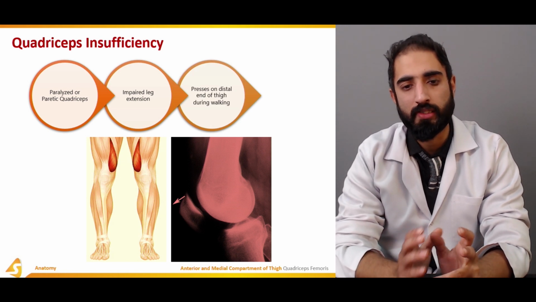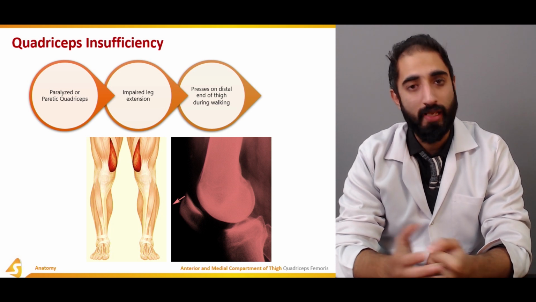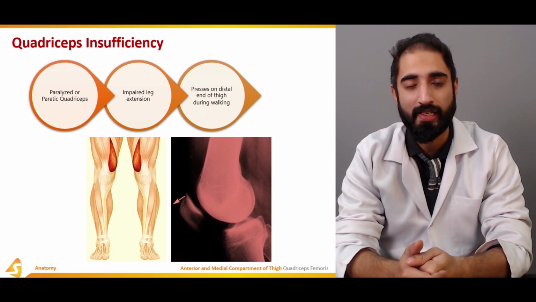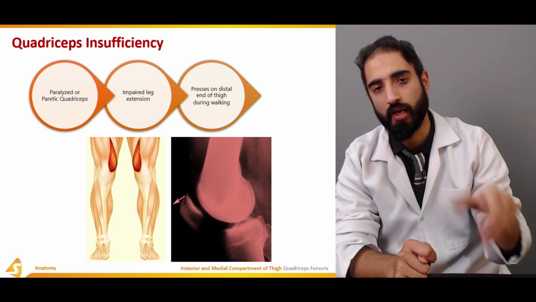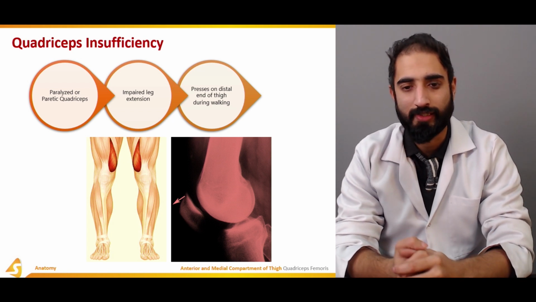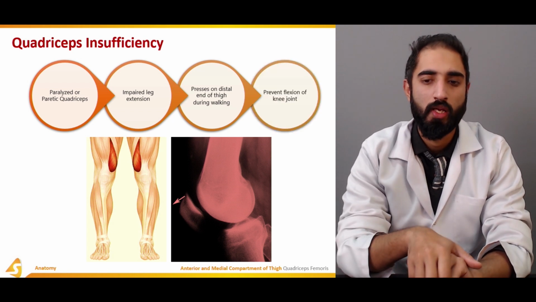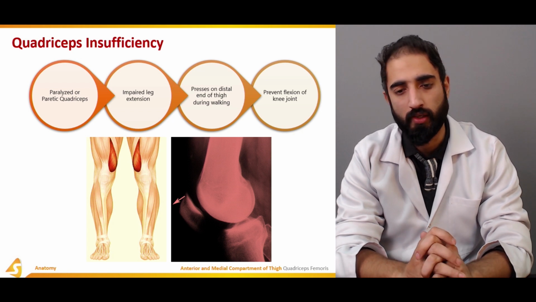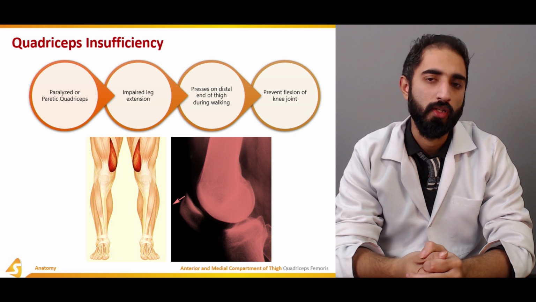and impaired leg extension manifests as inability to extend the knee actively. So when the patient attempts to walk, he or she presses on the distal end of the thigh in a posterior direction to extend the knee during walking, because it is not happening actively, so they are using their hand to passively extend the knee. That is one of the common clinical manifestations that you would see in such patients, which they are doing to prevent flexion in the knee joint.